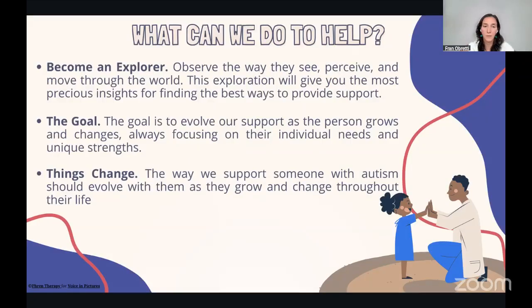And the goal is not finding a solution as such, but finding the solution that works in the moment, and then being able to be flexible in your framework, in your toolbox, and already knowing that the person is going to grow and is going to change over time. So it's important to be able to focus on those needs and how they change over time.